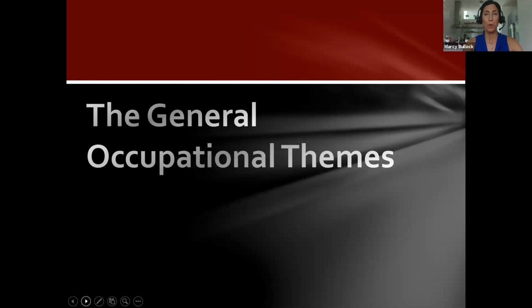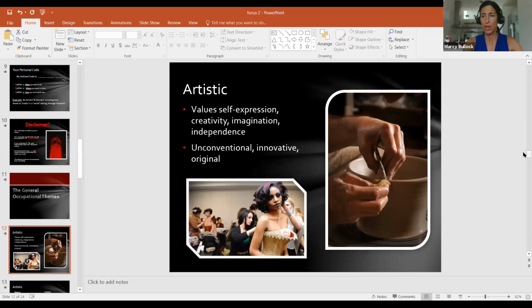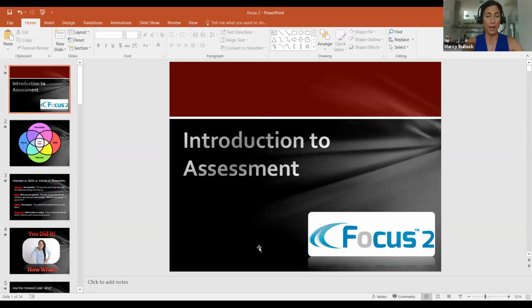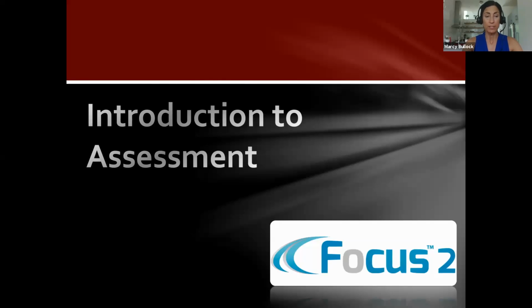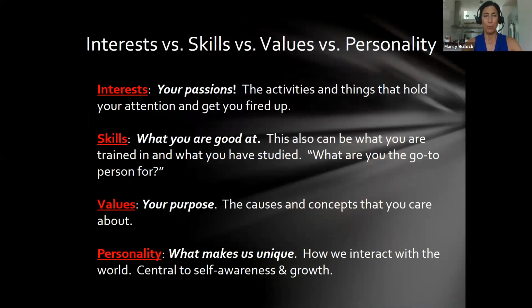So we're now going to go more in depth into the 6 occupational themes that we learned about in Focus 2. And I'm actually going to go to the very beginning of this slideshow to remind you a little bit about what we did in the beginning of this presentation. So we talked about Focus 2 in the beginning. Everyone had a chance to complete Focus 2. And now we're looking at matching up all the things we just learned about ourselves. And we're looking at seeing what came up with our skills, interests, values, and personality.